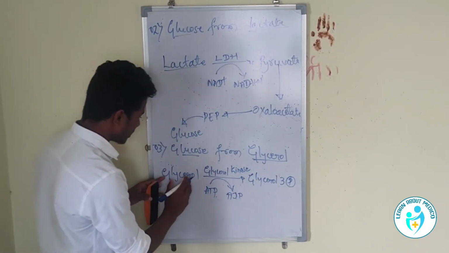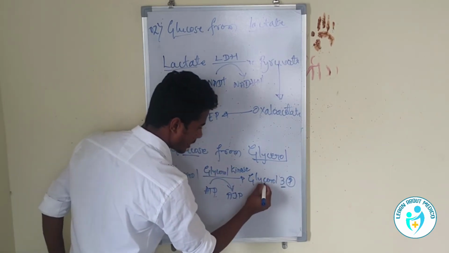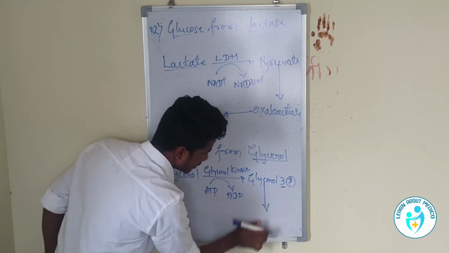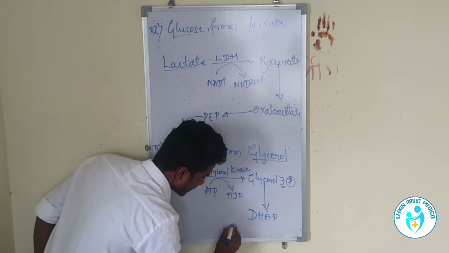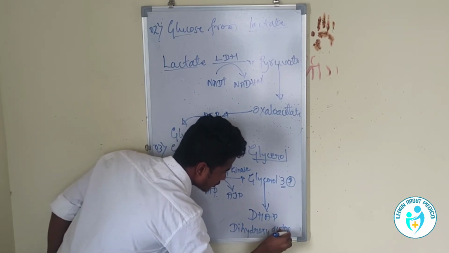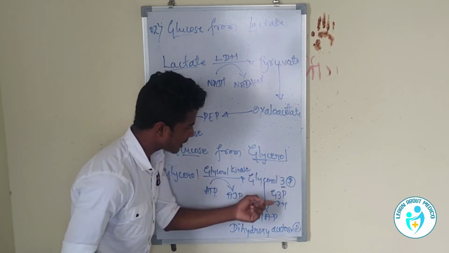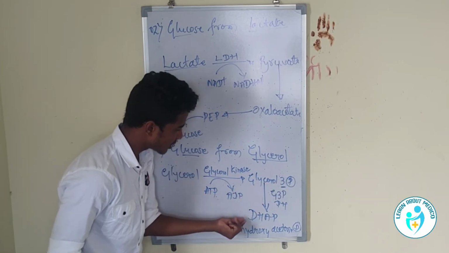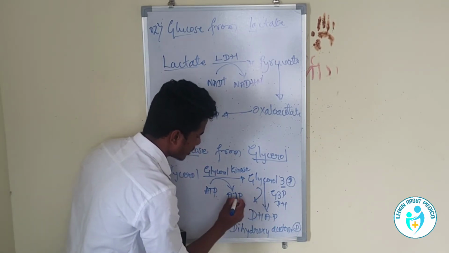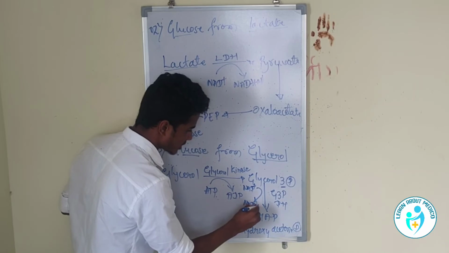Again, what happens here? At the third carbon of the glycerol, the phosphate group is added. That's why glycerol is converted into glycerol 3-phosphate, and this glycerol 3-phosphate is converted into DHAP, that is dihydroxyacetone phosphate, with the help of the enzyme glycerol 3-phosphate dehydrogenase. Here NAD plus is converted into NADH plus H plus.